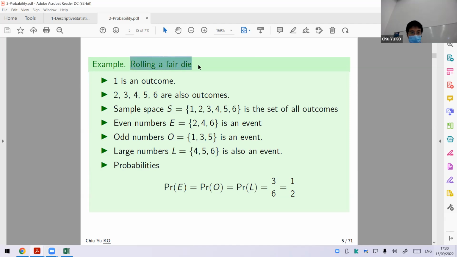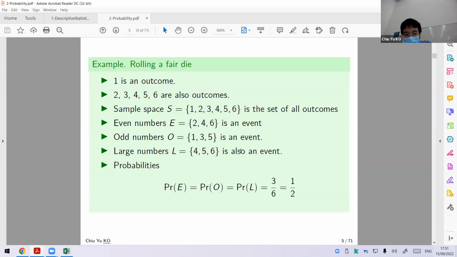Rolling a fair die. 1 is an outcome. 2, 3, 4, 5, 6 are outcomes. That's natural. And because the die has 6 faces, the sample space is everything there. In terms of math, we use curly brackets to represent a set, a collection of stuff. And even number is an event, odd number is an event, large number is an event. You can imagine a small number, which is 1 to 3, is also an event. Or anything is also an event. 1 and 2 is an event as well.